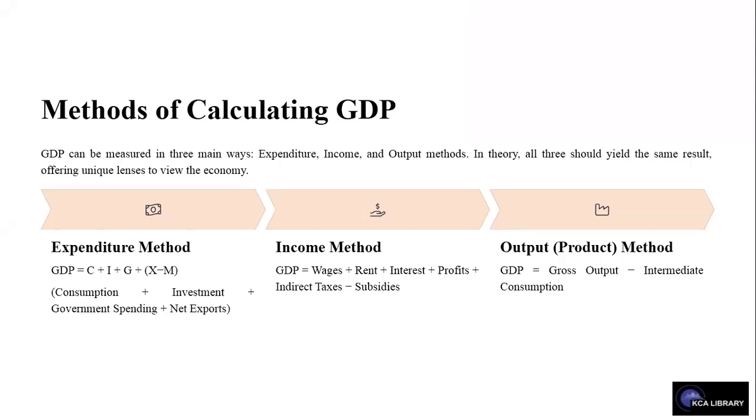We have methods of calculating the GDP, and this can be seen in three ways, which are the expenditure method, the income method, and the output method. In theory, all these three yield the same results, offering unique lenses to view the economy. For the expenditure method, GDP is equal to consumption plus investments plus government spending plus net exports. And the net exports is X minus M. For the income method, GDP is calculated as wages plus rent plus interest plus profit plus indirect taxes minus subsidies. And for the output or product method, GDP is calculated as gross output minus intermediate consumption.